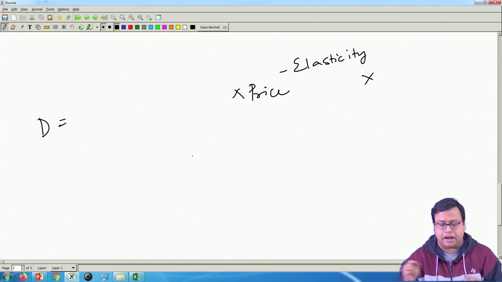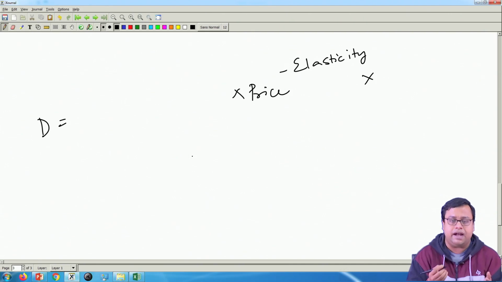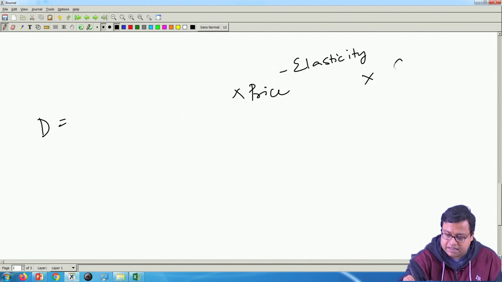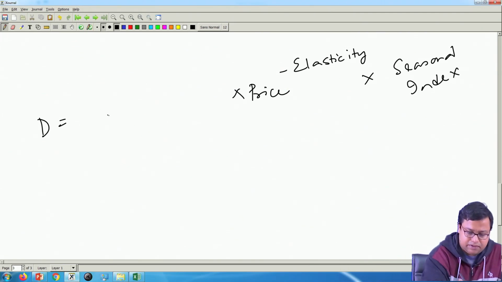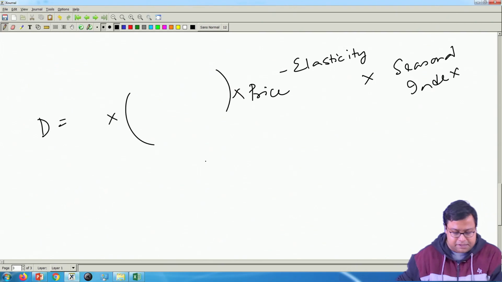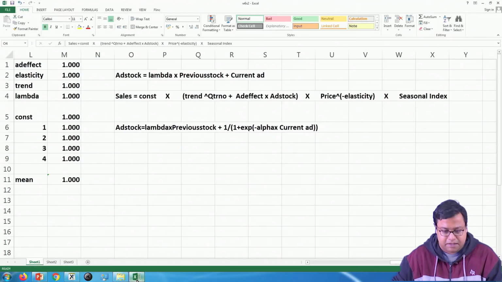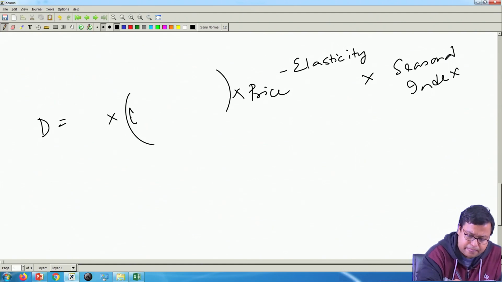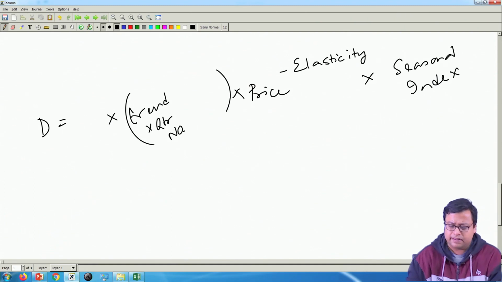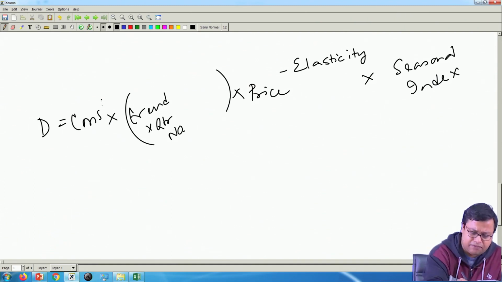So, then price to the minus elasticity, and then the demand will have a seasonal component and a trend component. The seasonal component is basically the seasonal index. This will be multiplied by some particular constant, and then there will be some trend component. Now, in this particular function, the trend has been defined as a multiplicative trend, so trend to the power quarter number. You can also write trend into quarter number, no issues. And then there will be a constant at the front.